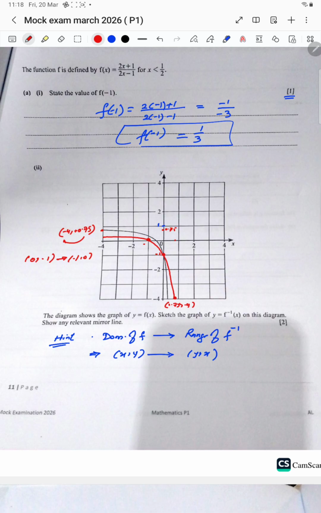Okay, now it's fine. Now also show any relevant mirror line. I told you the mirror line for the f inverse is only y equal to x. So the mirror line will be here. Always y equal to x, this must be a mirror line, y equal to x. You can't take y equal to -x. So this is the mirror line, always y equal to x. So this is 2 more marks. I hope it is clear.